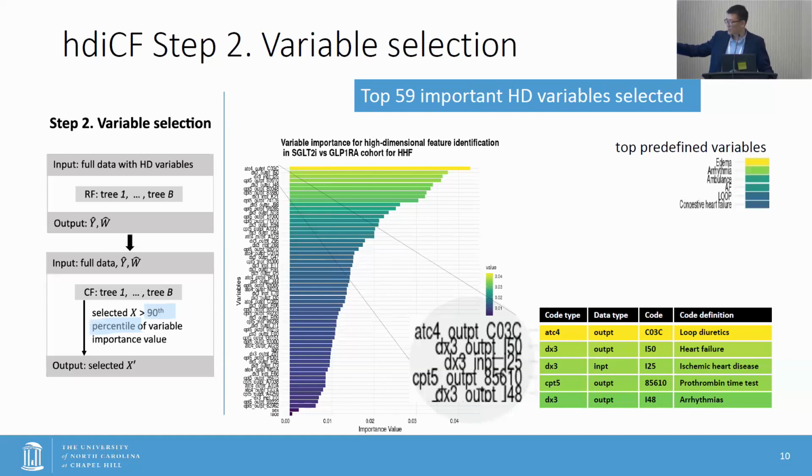C03 loop diuretics, followed by I50 heart failure, and then ischemic heart disease I25, and then 85610 prothrombin time test. Because heart failure is highly associated with atrial fibrillation, and patients with AFib are often prescribed anticoagulants to reduce the risk of blood clot and stroke, these patients will receive the prothrombin time test, and then arrhythmia patients.